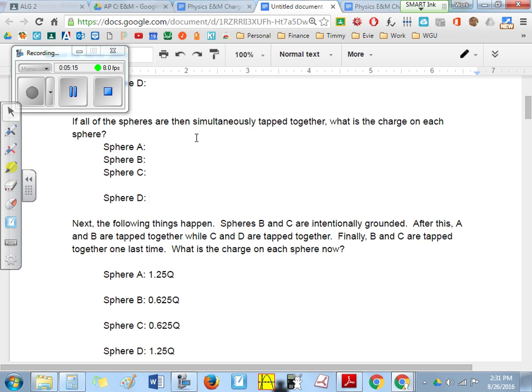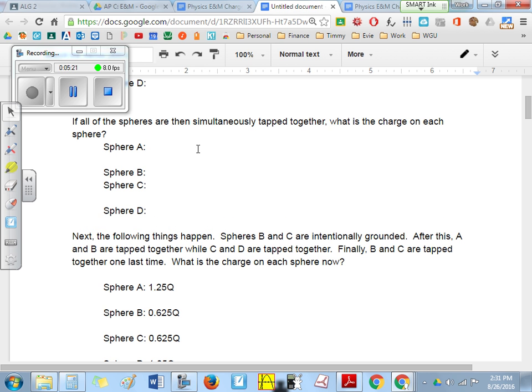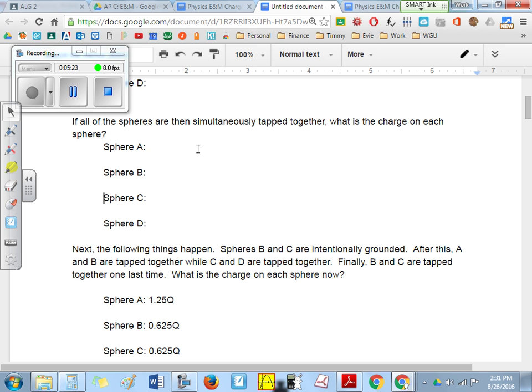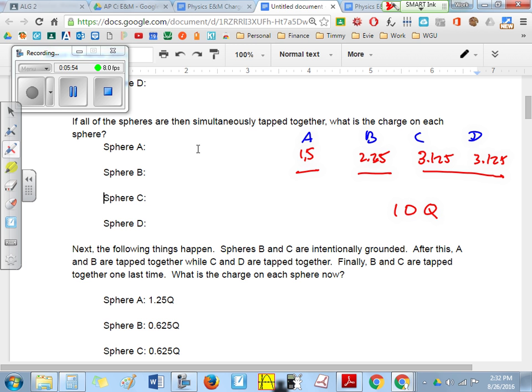Okay, now if all of the spheres are suddenly tapped together, what is the charge on each sphere? So now all four spheres are going to come together, happily bump into each other. Let's see what happens. So remember what they had originally? After the last problem, it was 1.5, right? This one was 2.25, and these were each 3.125, right? Okay, so how much charge do they have all together to share? So this makes 6.25 plus 2.25 is 8.5 plus 1.5 is 10. So there's 10Q to be shared throughout.